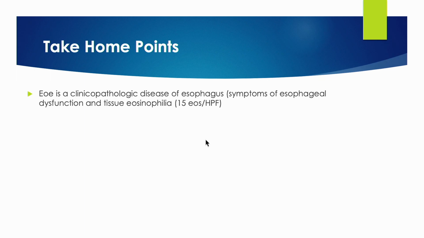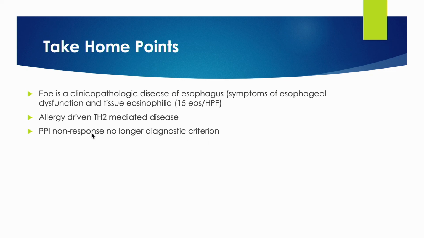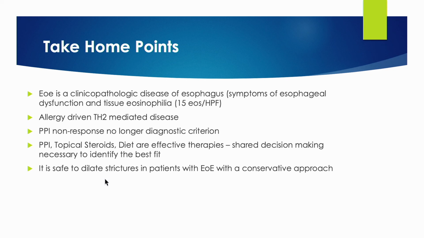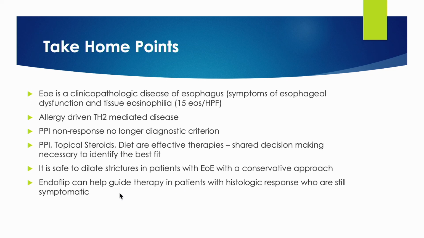And in terms of take-home, so EoE is a clinical pathologic disease. It's a Th2-driven disease. PPI non-response is no longer a diagnostic criterion. PPI, topical steroids, diets are effective therapies, and shared decision-making is necessary to identify what the best fit is for the patient. And it's safe to dilate strictures with a conservative approach, and Endoflip can help guide therapy. And lastly, novel therapies and new diagnostic modalities are en route.